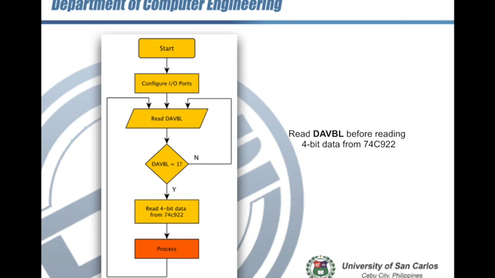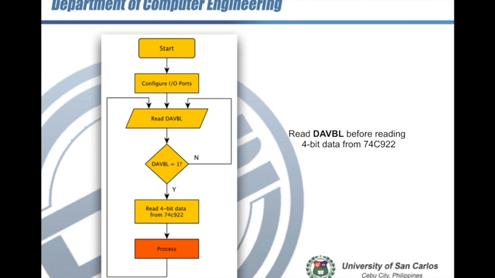So how do you read the 4-bit data from the 74C922? Well, according to the flowchart here, after configuring all the I/O ports, you have to read the DAVBL, because that would be the signal to read the keypad data.